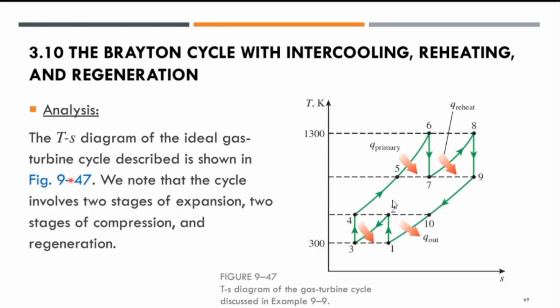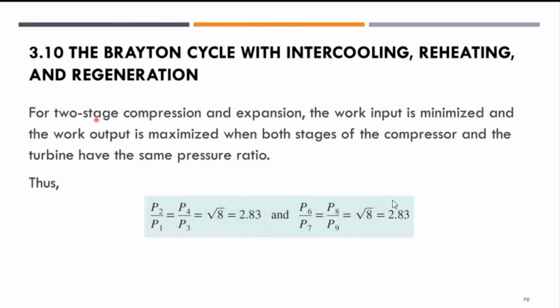If you look at the T-S diagram, we put the values 300 at stations 1 and 3, right? And 1300 at the turbine inlet, 6 and 8. We note that the cycle involves two stages of expansion, two stages of compression, as well as regeneration. For the two-stage compression and expansion, the work input is minimized and the work output is maximized when both stages of the compressor and turbine have the same pressure ratio, of 8.